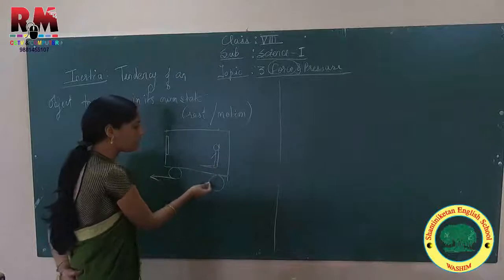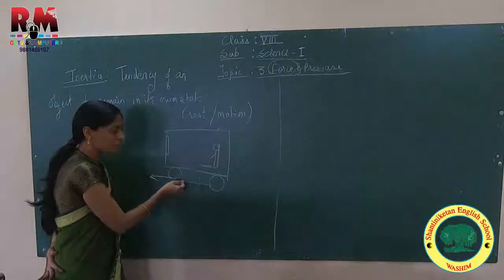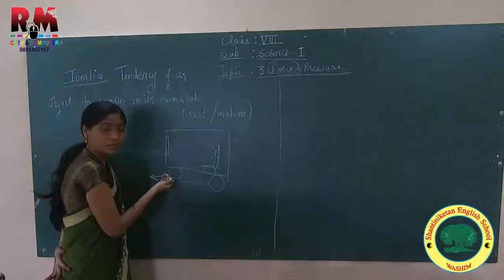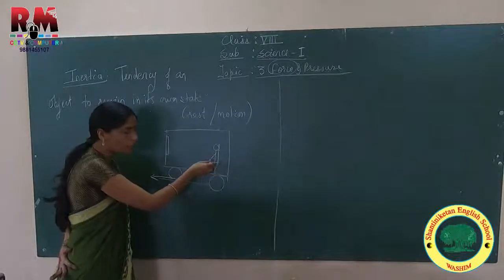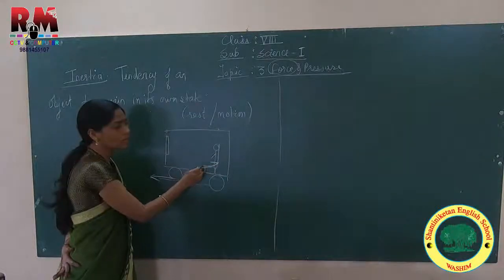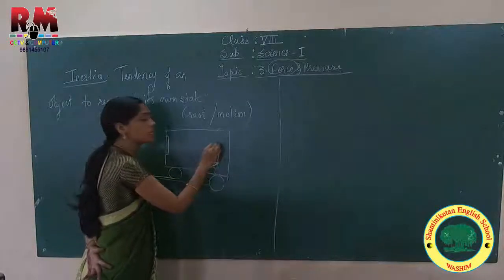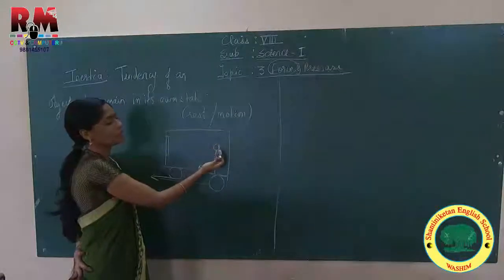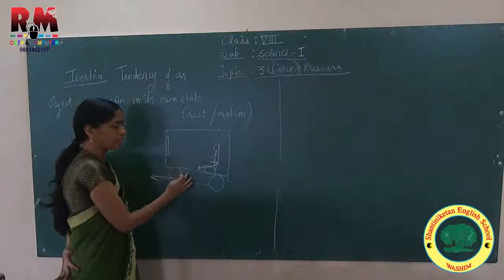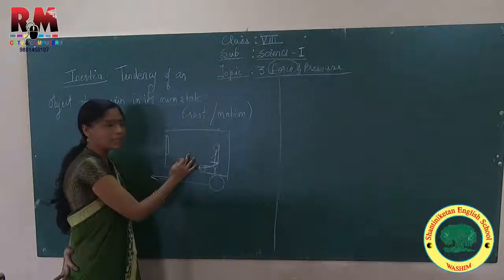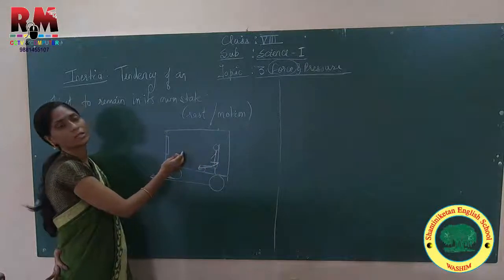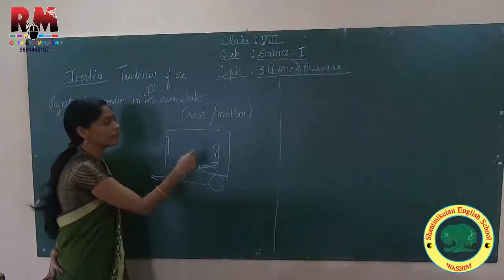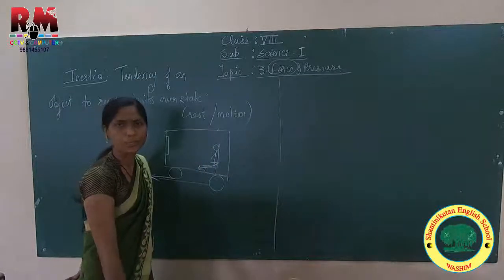So what is happening? The bus is moving. With the bus, the lower part of your body will move, but the upper part of the body is still in a state of rest. That's why you will feel a backward jerk, and after some time your body will gain the motion acquired by the bus and you will not get a jerk. You can sit straight. So this is what? Inertia. Inertia of an object.